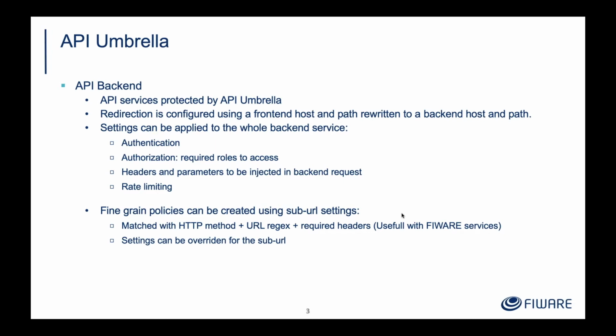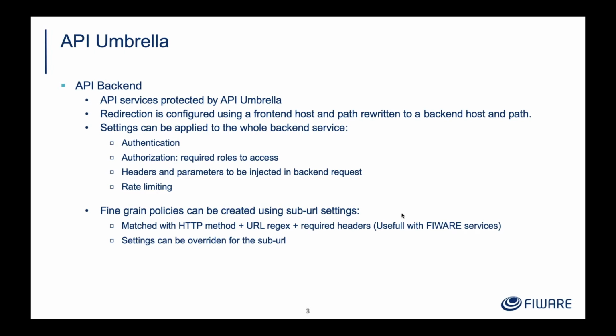When you are registering these API backends, the first thing that you need to do is to configure the redirection. The redirection establishes how a specific front-end host with a specific path needs to be rewritten to the API host and the API path. This is quite interesting because there are different possibilities with this redirection.